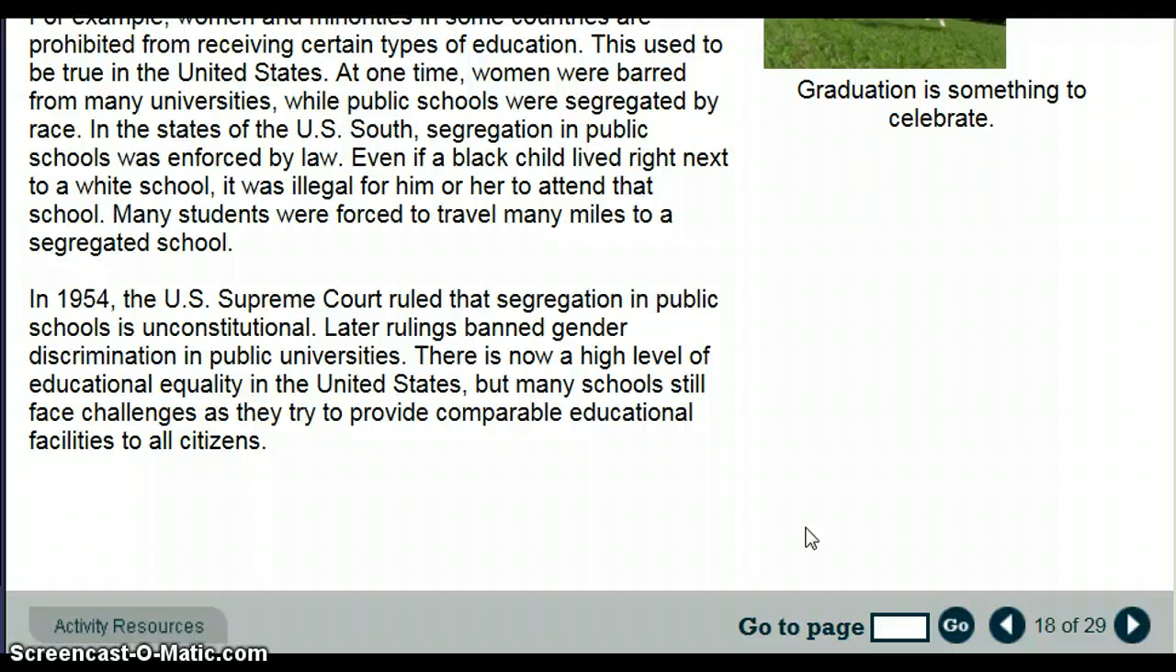In 1954, the U.S. Supreme Court ruled that segregation in public schools is unconstitutional. Later rulings banned gender discrimination in public universities. There is now a high level of educational equality in the U.S., but many schools still face challenges as they try to provide comparable educational facilities to all citizens.